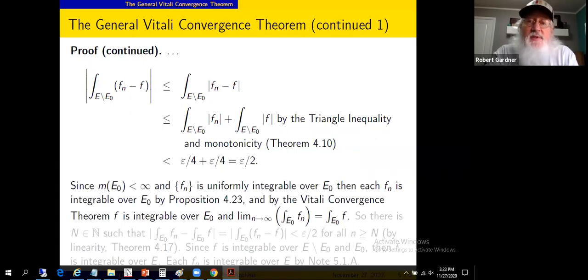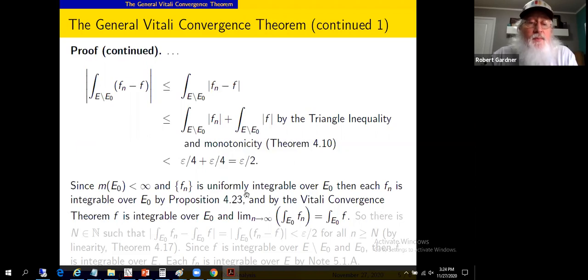All right, E sub 0, that was finite measure. We threw out a set, E sub 0, of finite measure, and we had integrals that were small. That's what the tight property was. So the E sub 0 set has finite measure. So what happens on the E sub 0 set? Well, f sub n is uniformly integrable over E sub 0. If it's uniformly integrable over E, it's uniformly integrable over a subset of E. Each f sub n is integrable then over E sub 0. That's the note 5.1.a that was mentioned. Proposition 4.23 was mentioned in the note.